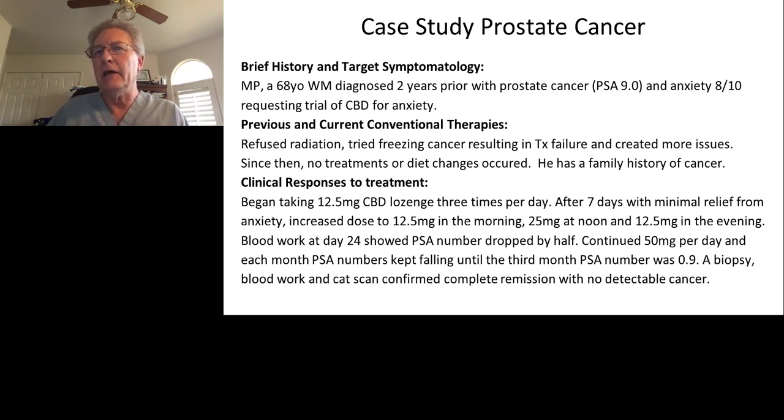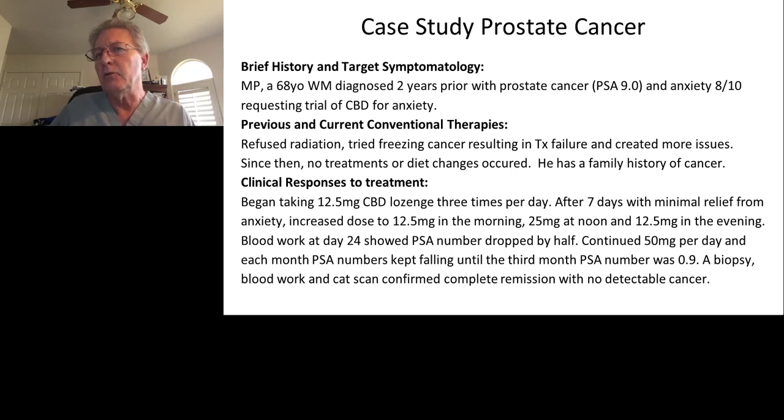Since then, he had had no treatment and he had done no diet changes, and his family had a history of cancer. He began taking a 12.5 milligram CBD Troche lozenge 3 times a day. After 7 days with minimal relief from anxiety, he upped the dose to 50 milligrams a day.